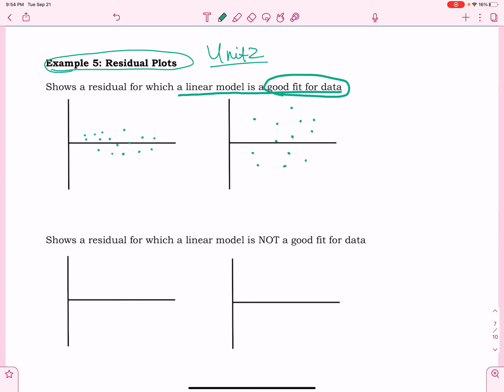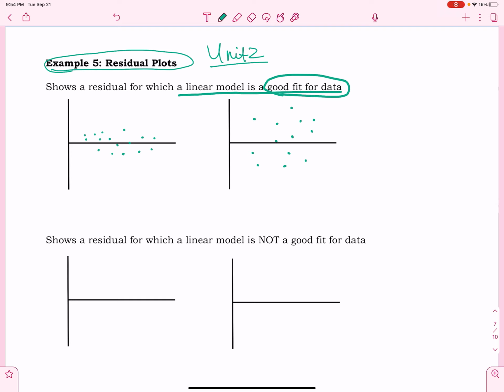Now, something you have to keep in mind, don't get the residual plot mixed up with the scatter plot, because your residual plot, we want to have no form, indicating that the linear model is a good fit for the data. So in a scatter plot, we want to see a pattern of a linear pattern, okay? But we don't want to see that in a residual.